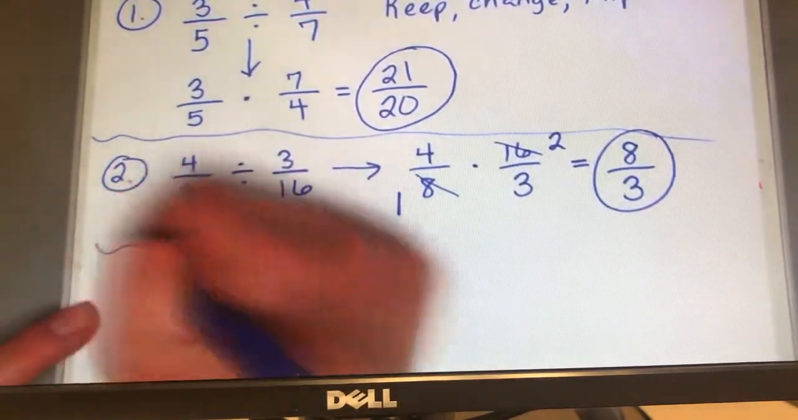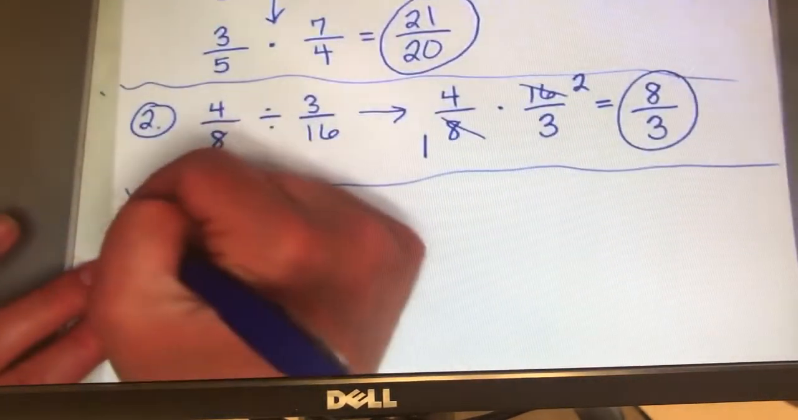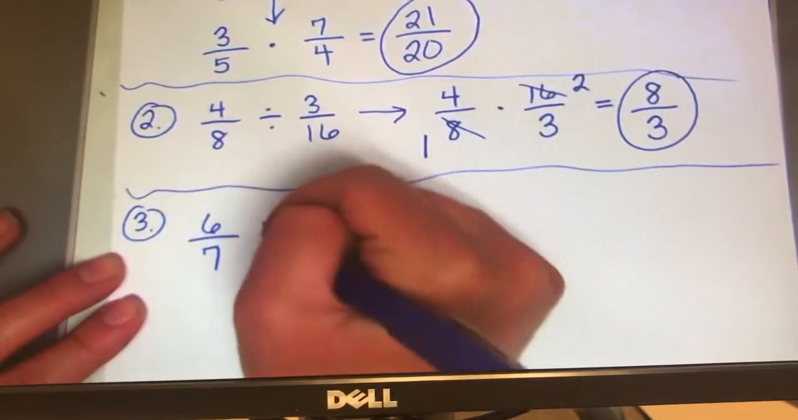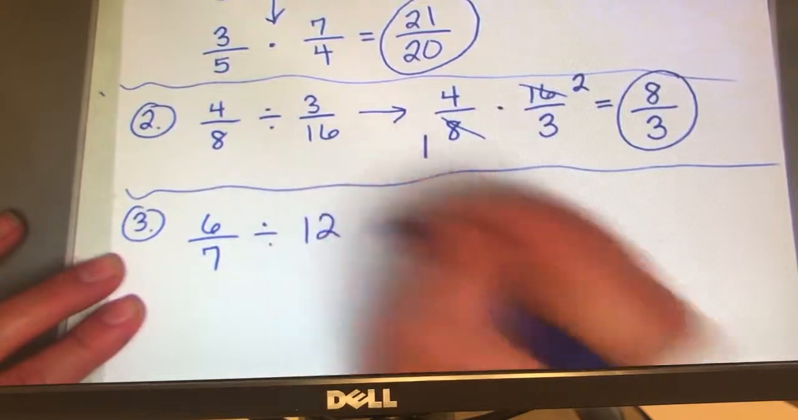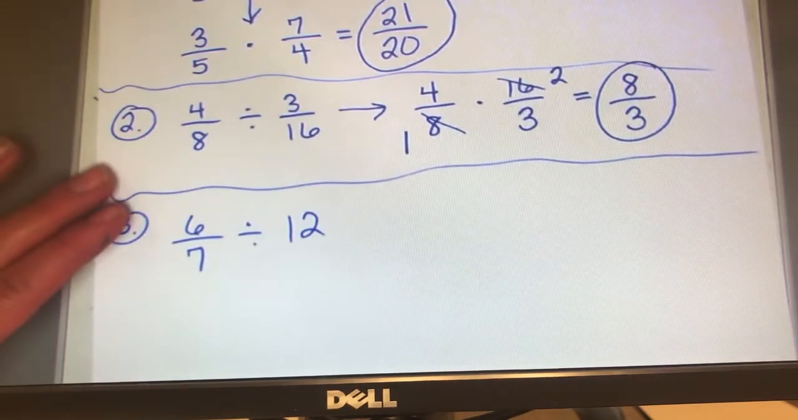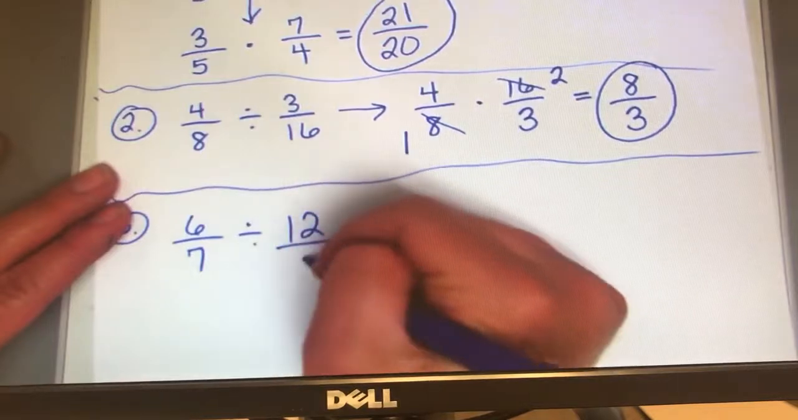Okay, what about when we have something like this? 6/7 divided by the number 12. A fraction divided by a whole number. Well, what we can do is write this whole number as a fraction. Do you know how we do that? If we have the number 12, if I wanted to write it as a fraction, I simply am going to put it over the number 1.